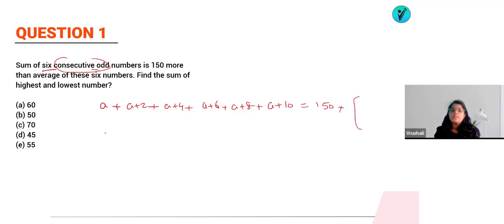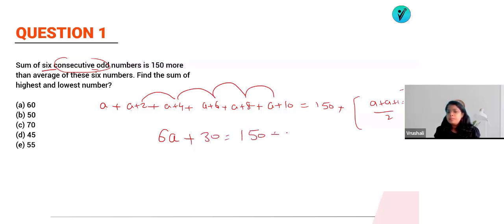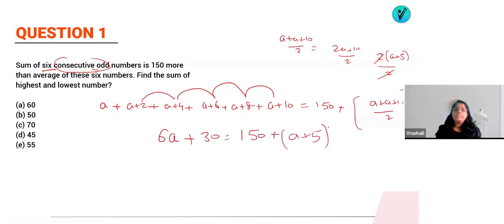So what will be the average of these? Average will be first term plus last term by 2, that means a plus a plus 10 by 2. The sum will be 6 times a plus 2 plus 4 plus 6 plus 8 plus 10, which is 6a plus 30, equal to 150 plus 2a plus 10 by 2. If you take 2 common, it will be a plus 5 divided by 2, the 2 will get cancelled. So it will be 150 plus a plus 5.